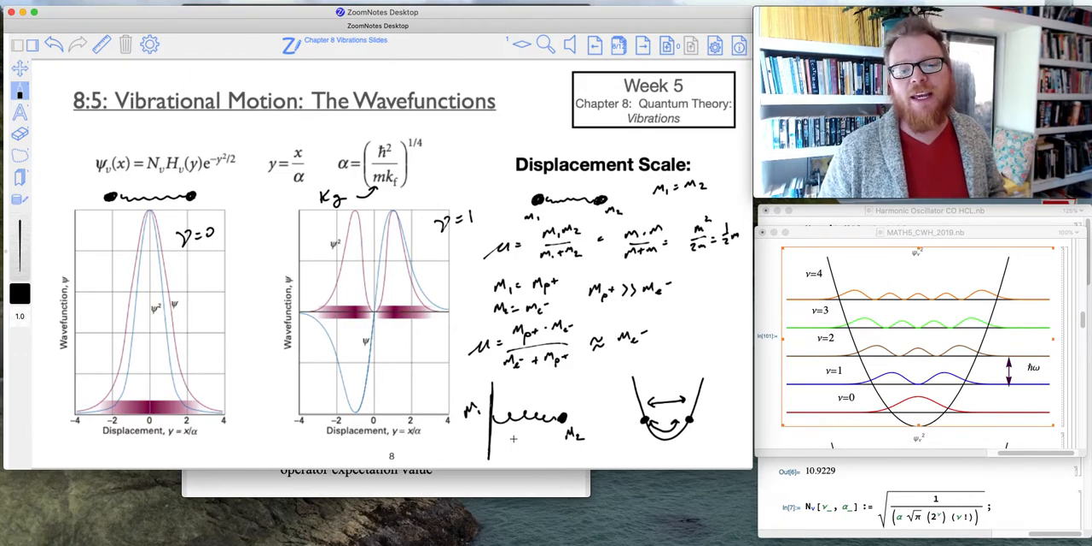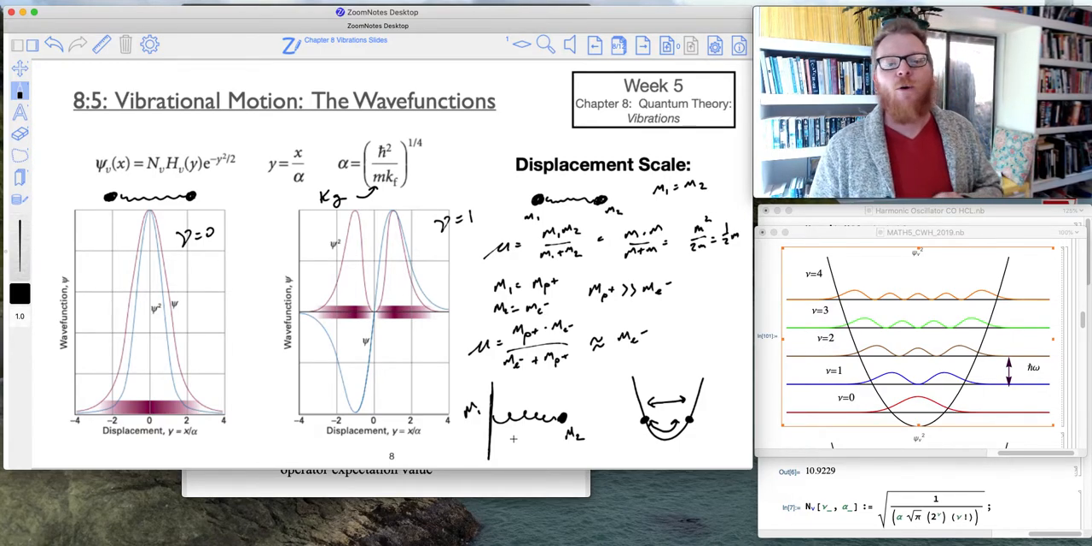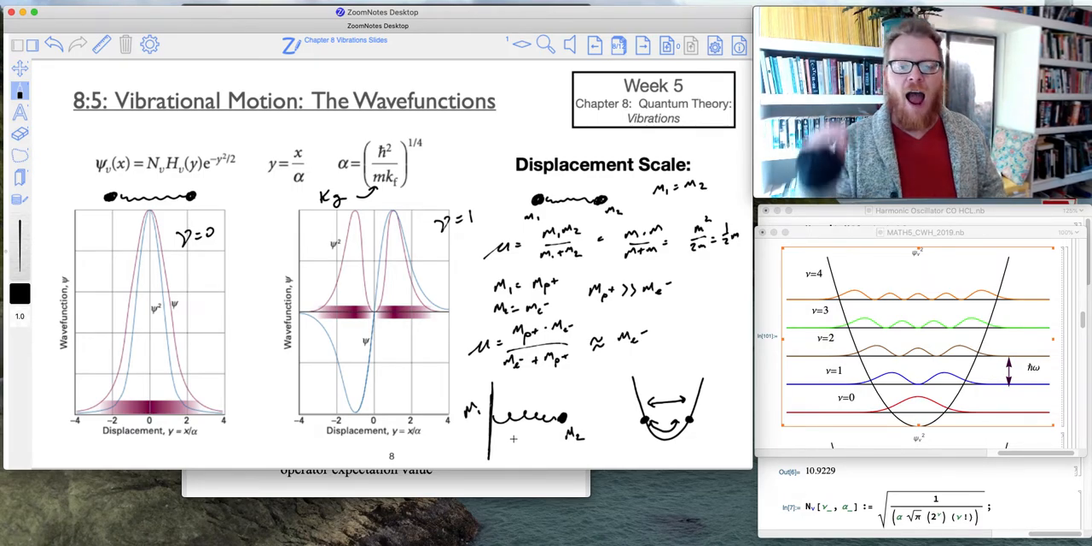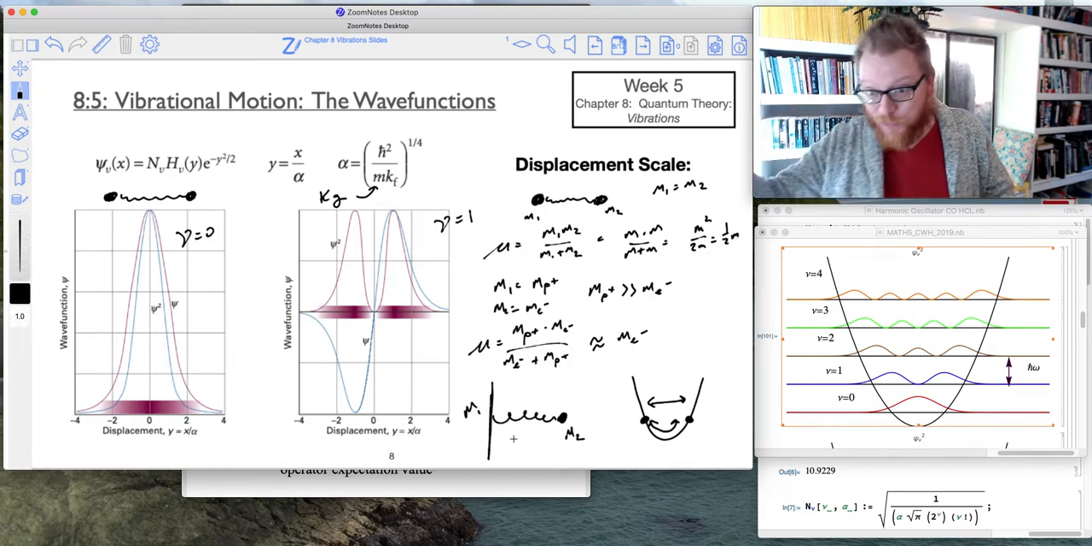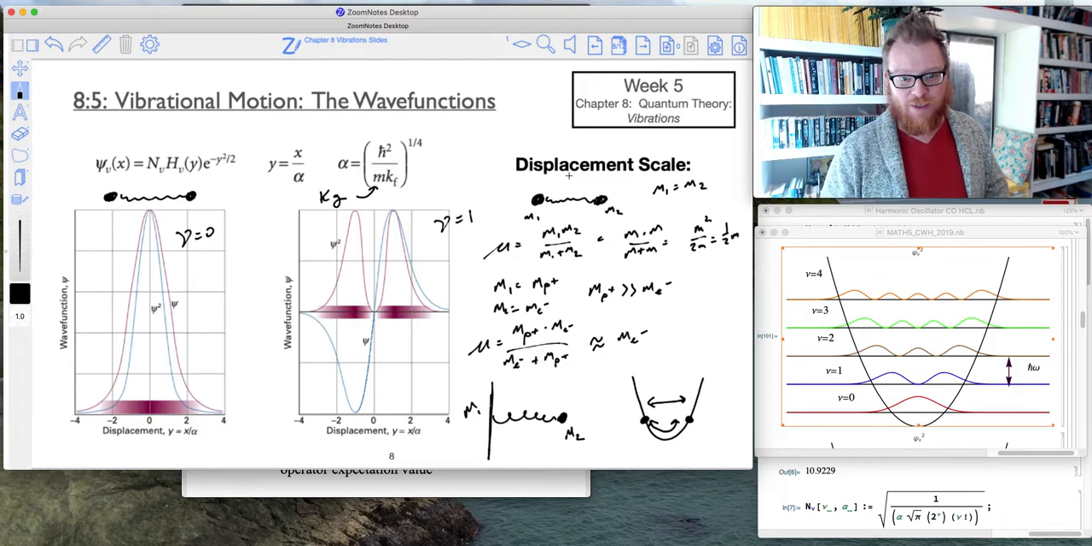And the predictions we can make for these types of molecules are confirmed with spectroscopy with crazy precision and accuracy. It's awesome how well spectroscopy, or really I should say how well quantum mechanics predicts what we observe in spectroscopy. And I'm going to show you some examples of that soon.